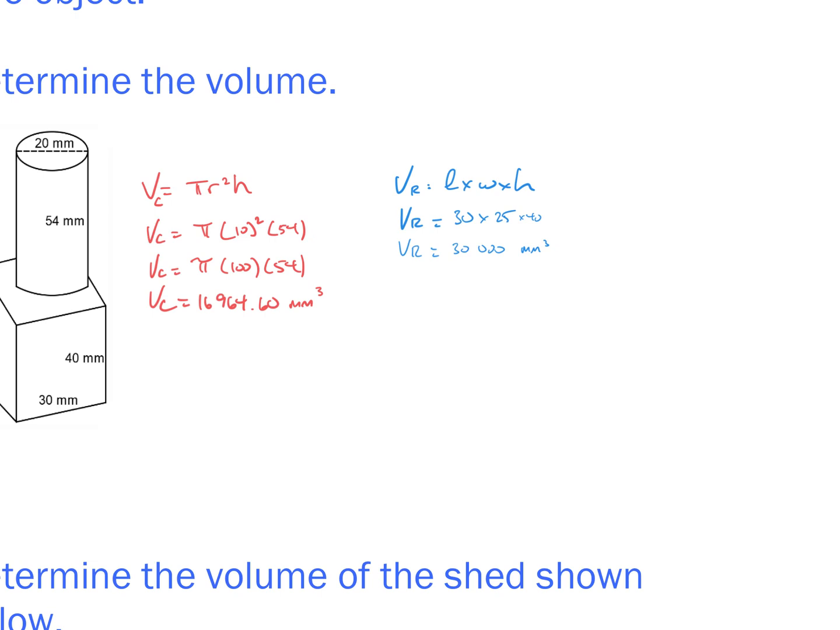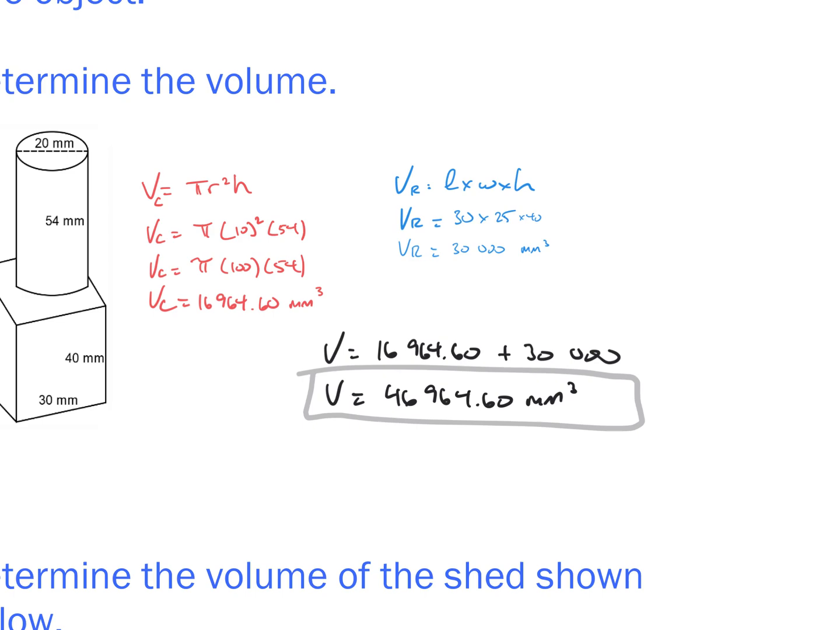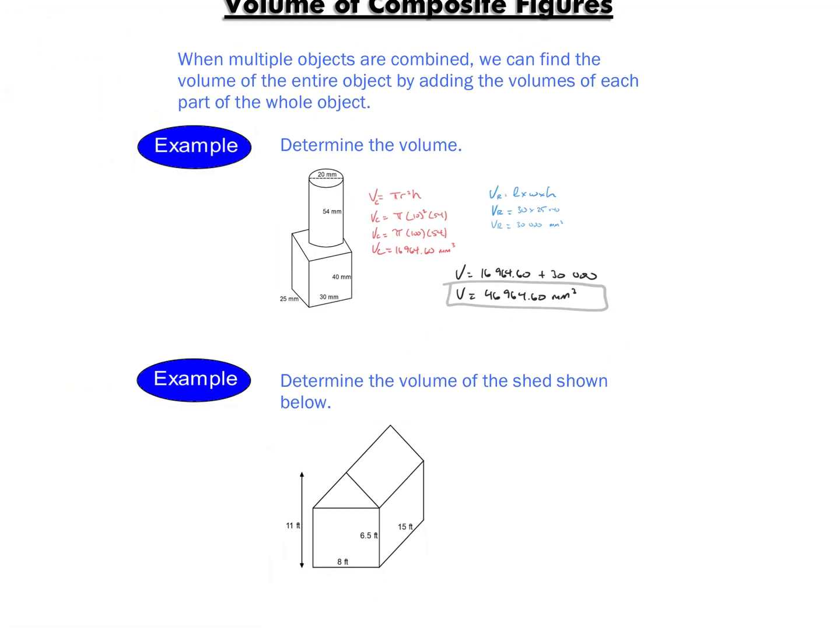So it's 16,964.60 plus 30,000, and that gives us a grand total of 46,964.60 millimeters cubed. That's our final answer. Now we'll move on to the next example.